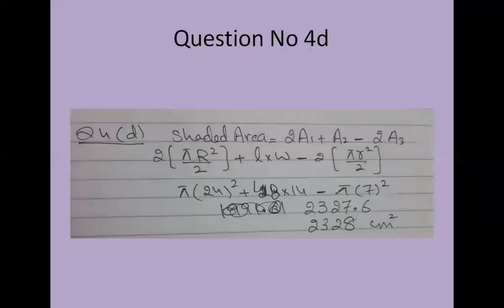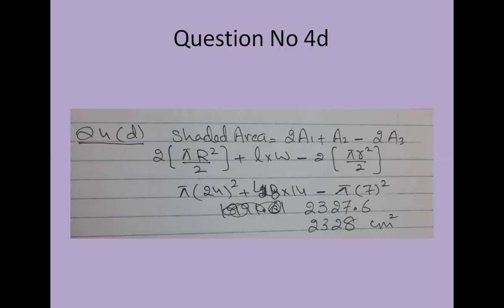So here we go. The shaded area will be 2A1. A1 is that big semicircle, plus A2, that's a rectangle, minus 2 times A3. A3 is that small semicircle. The radius of the big semicircle is 24. The radius of the small semicircle, which is to be subtracted, is 7.